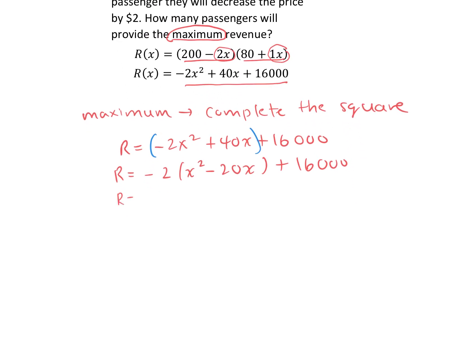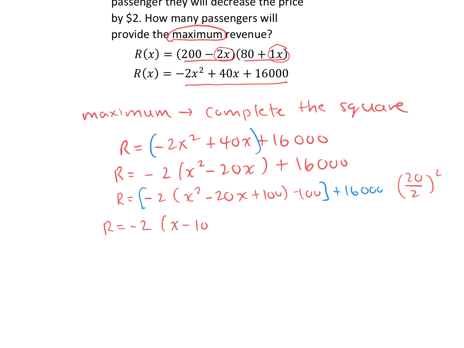So 40 divided by 2 is -20. Now I want to make that a perfect square trinomial. So I will take 20 divided by 2 and square it. That is 10 squared is 100. We subtract 100. And we still leave that 16,000 at the end. Okay, now we're going to factor this quadratic. So we know it's going to be the same, x minus 10 twice. We're going to multiply the negative 2 by the negative 100. Don't forget that part. And then we'll just tidy it up a little bit.